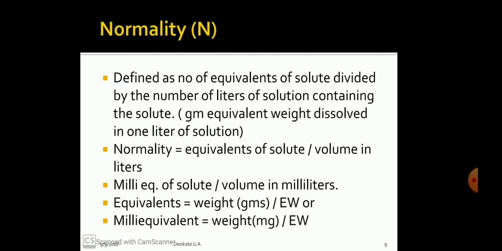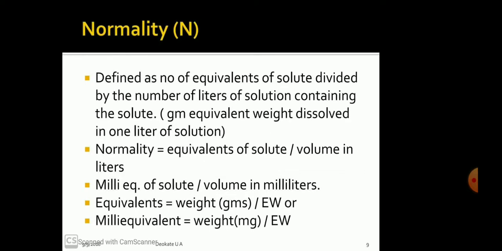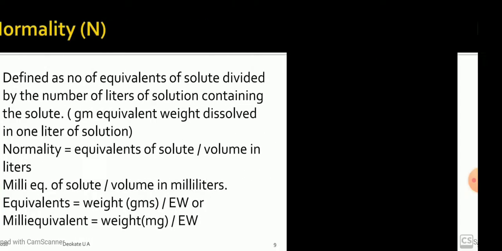Next definition is normality. It is denoted by capital N, defined as the number of equivalents of solute divided by the number of liters of solution containing the solute, that is, gram equivalent weight dissolved in 1 liter of solution. Normality is equal to equivalents of solute per volume in liters, or milliequivalents of solute per volume in milliliters. Equivalent is equal to weight in grams divided by equivalent weight, and milliequivalent means weight in milligrams divided by equivalent weight. This is the definition of normality.